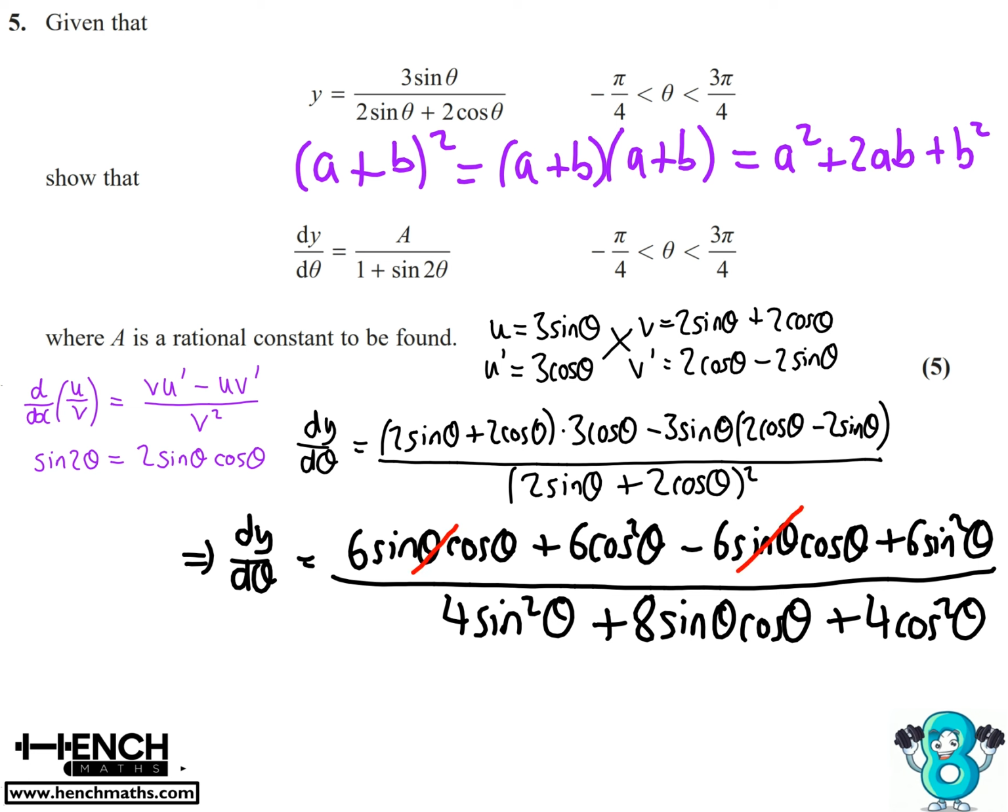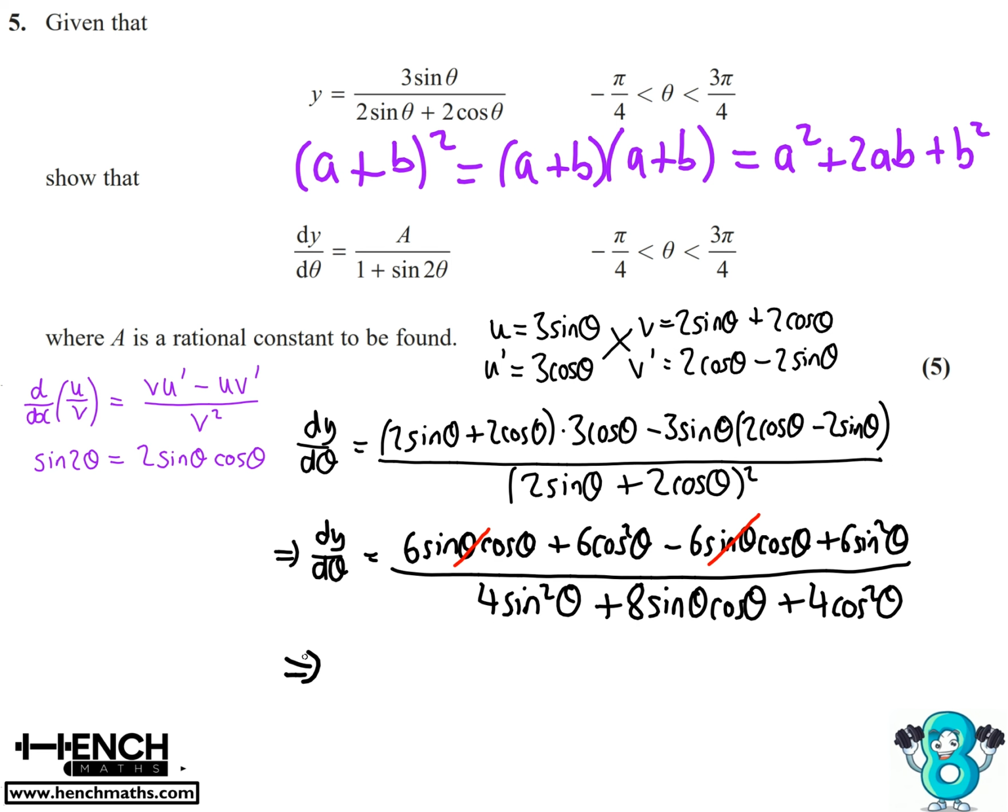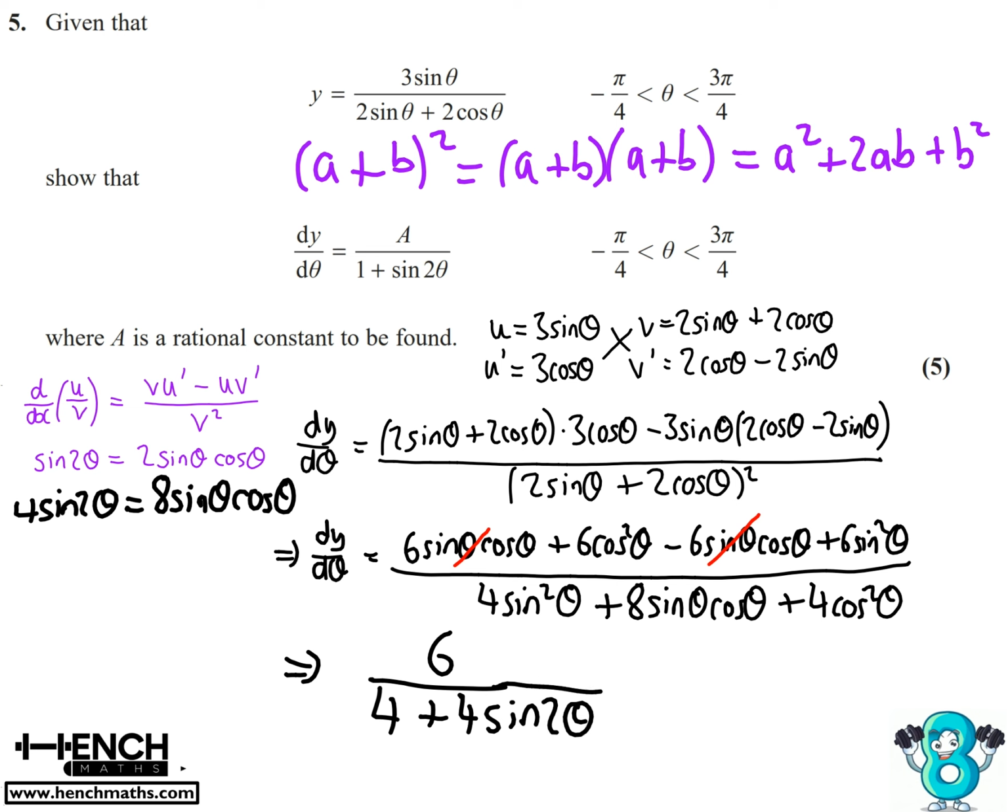And then what we need to notice is also we can use our trig identities. So 6 cos squared theta plus 6 sine squared theta is just going to be 6. 4 sine squared theta plus 4 cos squared theta is going to be 4. Now if we look at our identity, sine 2 theta is 2 sine theta cos theta. If you multiplied everything by 4, so 4 sine 2 theta, that would be equal to 8 sine theta cos theta. So actually, we've got 4 plus 4 sine 2 theta on the bottom.